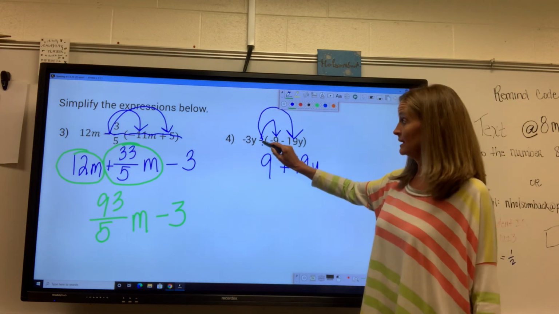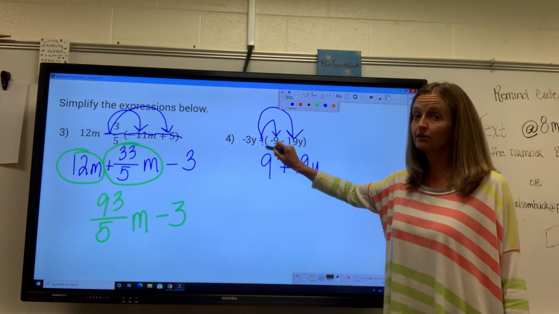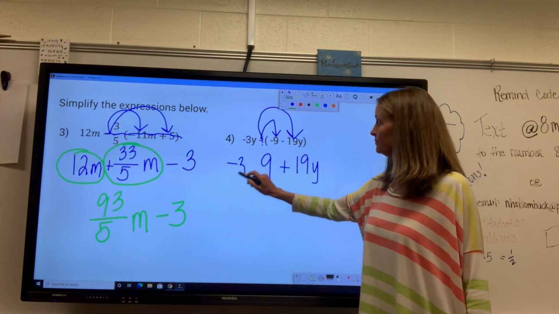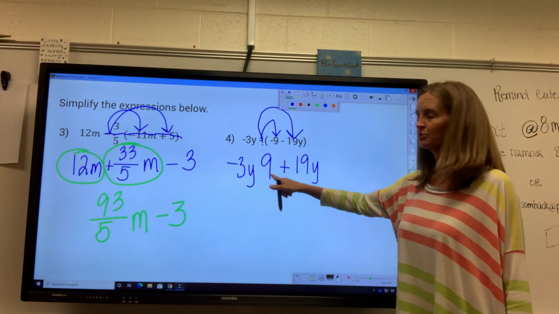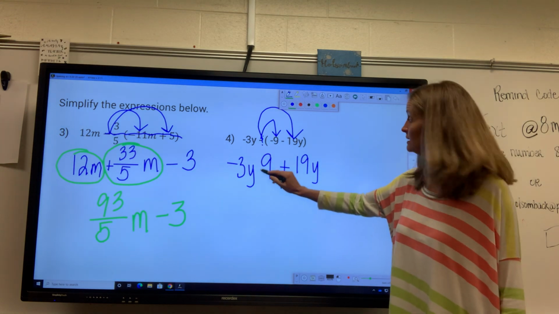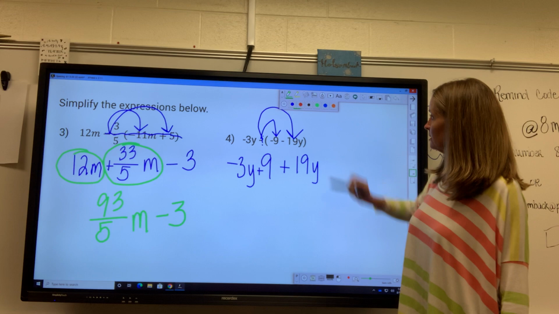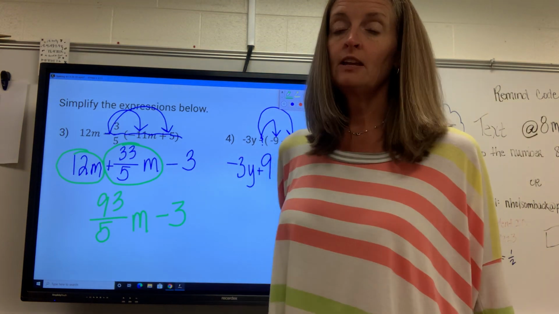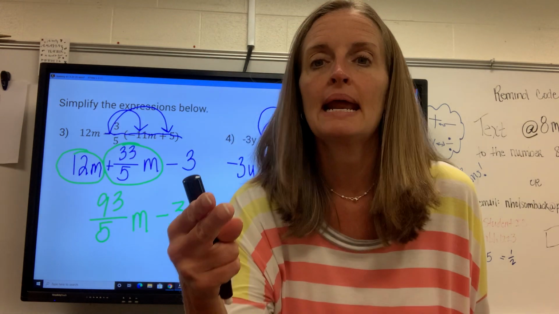All right, negative. Be careful, be careful, be careful. Did you touch the negative 3y? No, but now I've got this negative 3y, and this 9 now needs a sign because it's in the middle of the sentence. What sign? Plus. All right. We did distributive property, and now we are going to combine like terms.